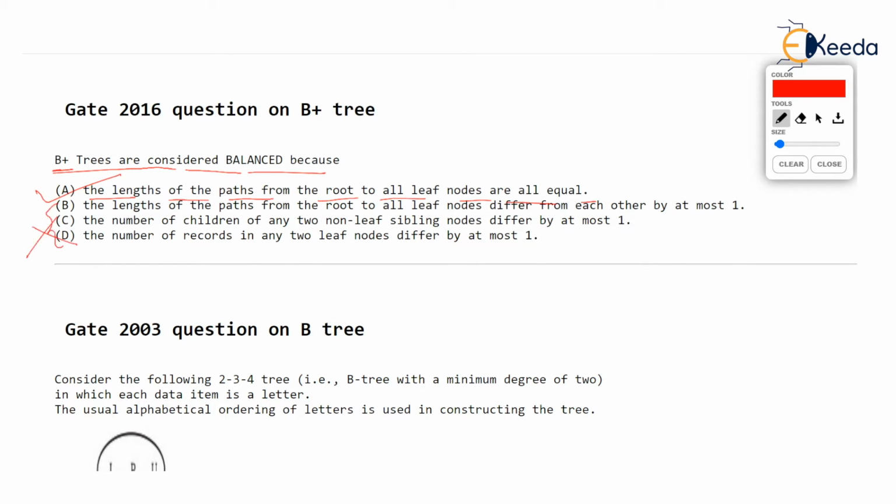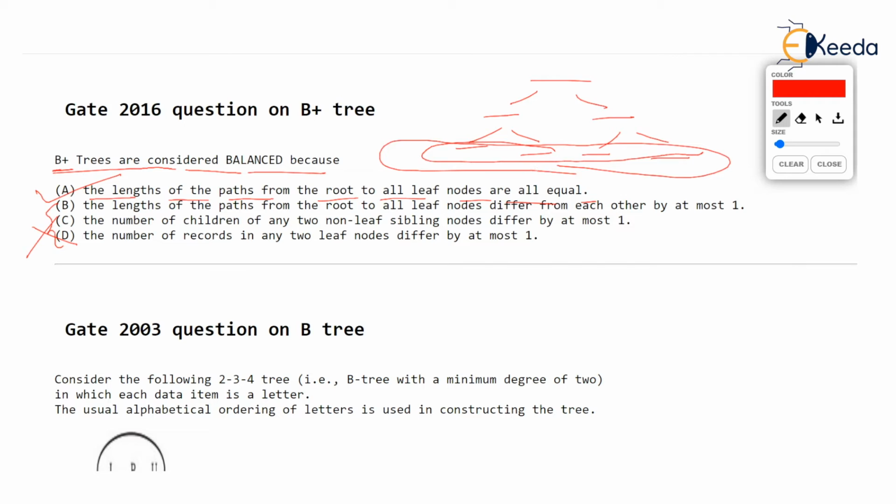Because if this is the root, these are the children of the root, these are the children of these, and if these are leaves, imagine these nodes are leaves now, then the length of the path from root to all the leaves is equal, isn't it? Check this. Length to all the leaf nodes is equal. I think I don't even have to explain this, because you know what is the meaning of balanced. Okay, so A is the answer.